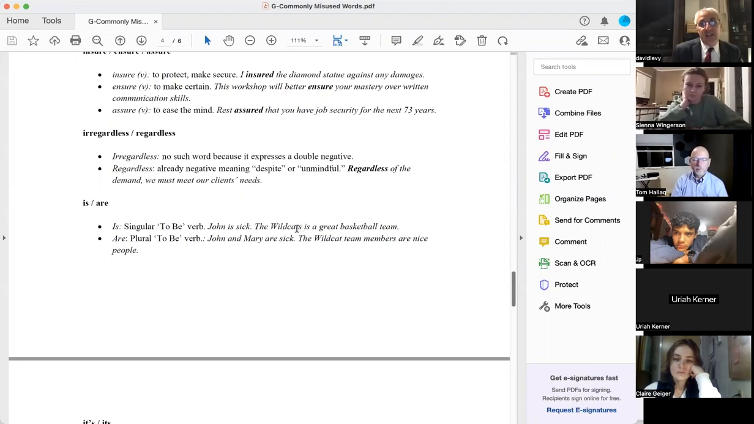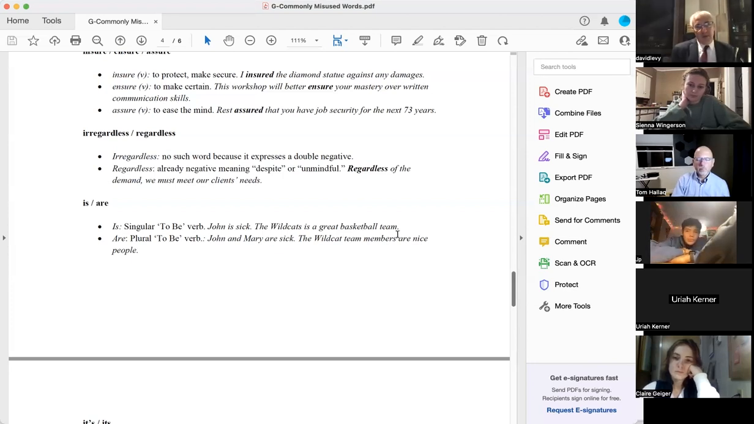Because it has an S on the end, we often mistake it for being plural. And we also mistake it because we think in terms of all the players. But the Wildcats is a single entity. It's one whole, the team is one. And so that is why we actually use the word is. And even my own students at the collegiate level make this mistake sometimes, the newer writers. So it really should read, the Wildcats is a great basketball team.